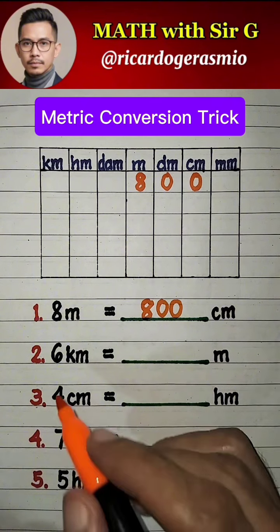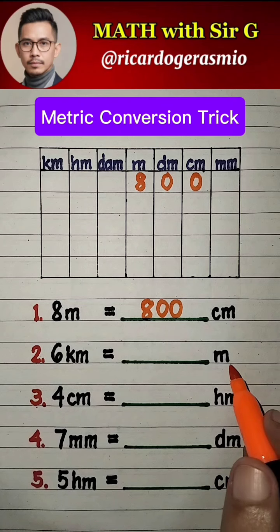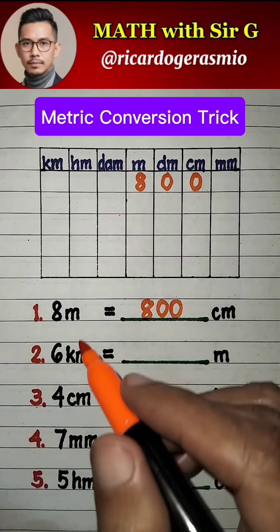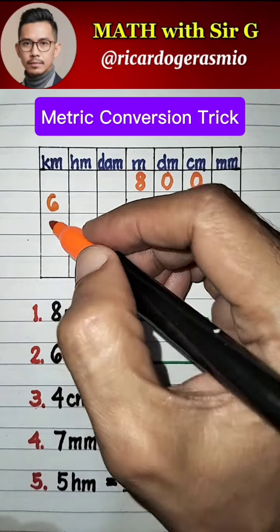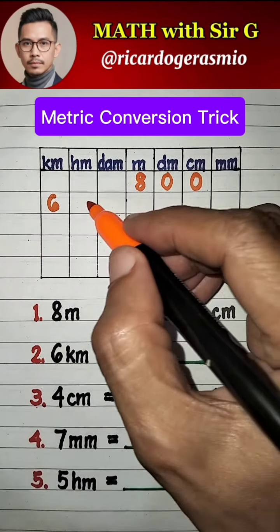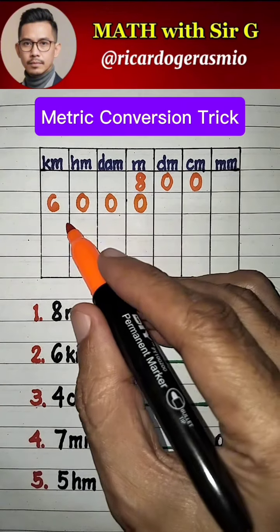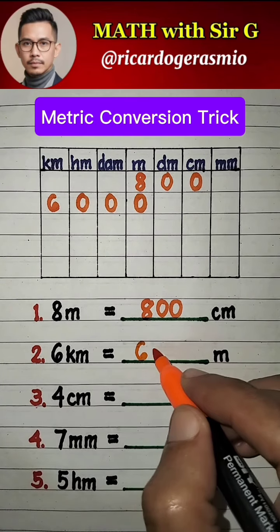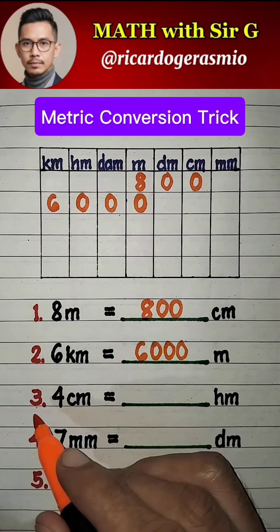Okay, guys, so next, number 2, we have 6 kilometers. 6 kilometers is to be converted to meters. So how many meters are there in 6 kilometers? So we will write 6 in the column of kilometers. So we will have 6 here. Then we will write zeros up to meters here. Okay, guys, so 0, 0, then up to here. Okay, so we have 6,000, guys. So it means that 6 kilometers is equal to 6,000 meters.